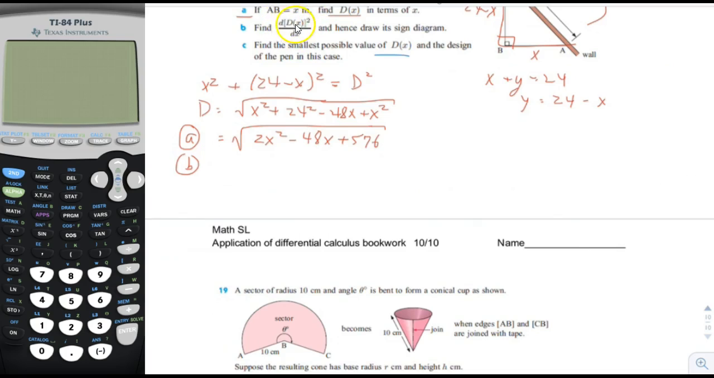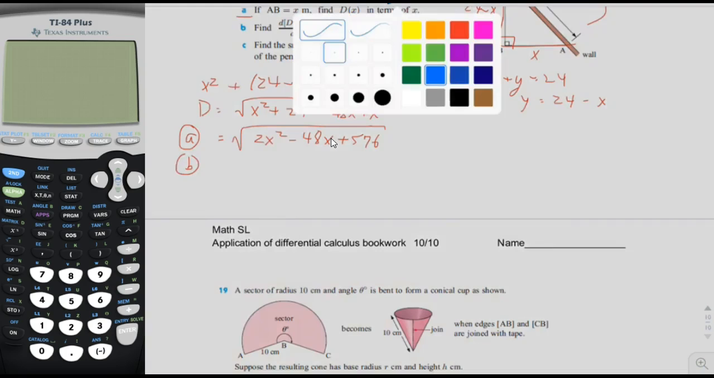Now it says to find the derivative of the capital D squared function. When I first looked at this, I thought they were asking for the second derivative, but there's no squared down here, so it's not the second derivative. What they're asking for is the derivative of this squared. And we'll see why they're asking for that in a second.